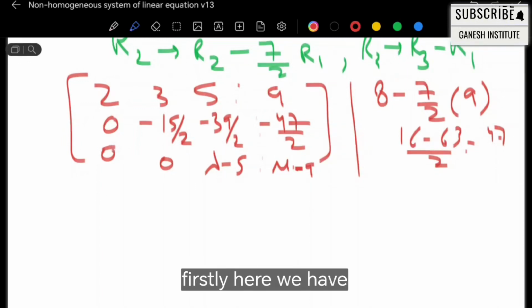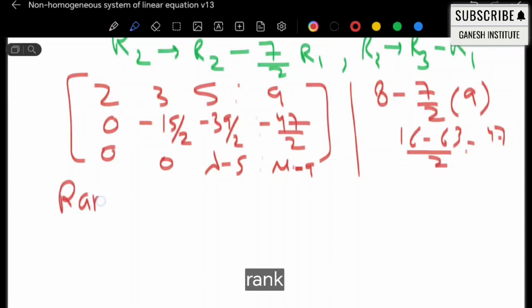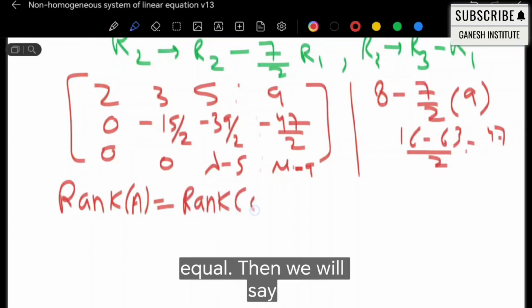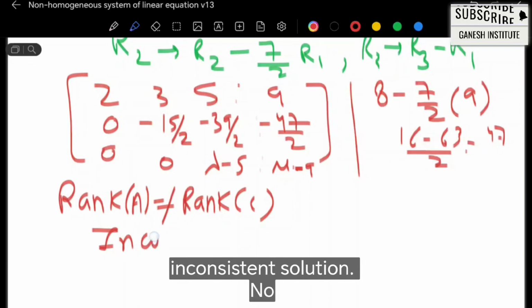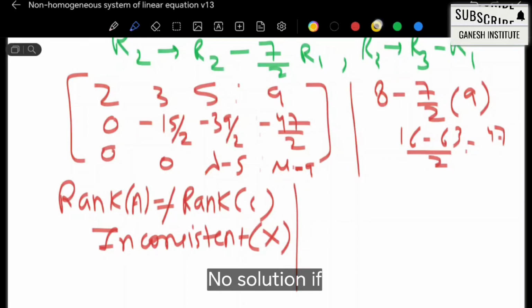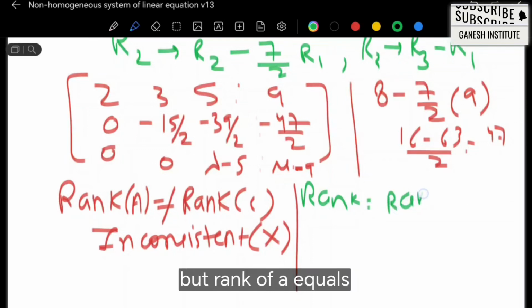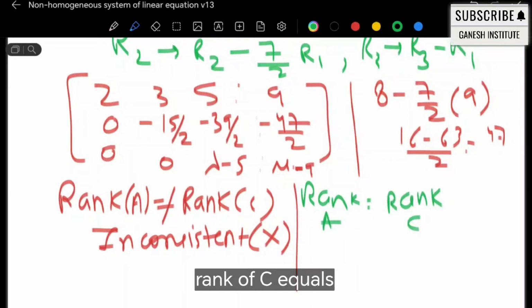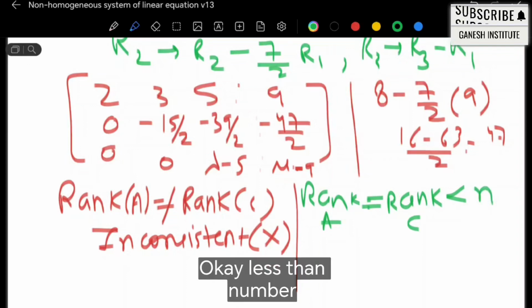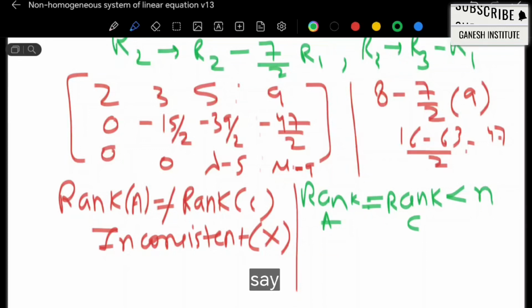Okay. Now the best part comes in. Firstly, here we have to check whether rank of A equals rank of C. If it is not equal, then we will say inconsistent solution, no solution. If it is equal, but rank of A equals rank of C, but less than number of variables, then what we say? Infinitely many.